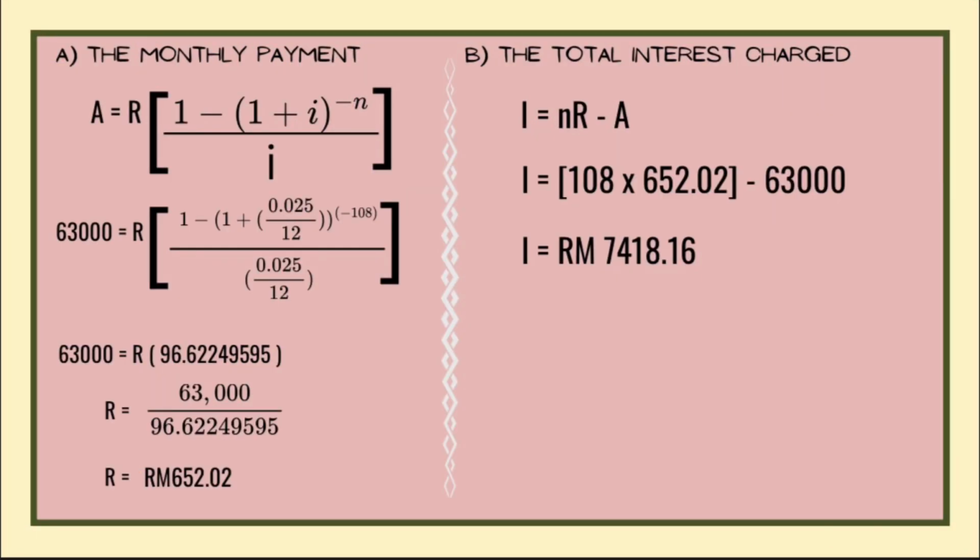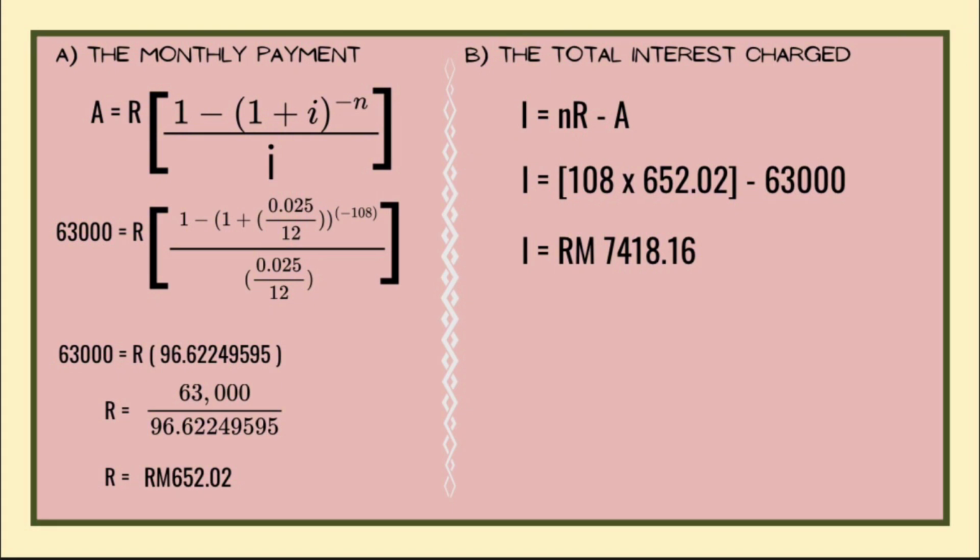A. The question asks us to find the monthly payment, which is we need to find R. In this question, we can use the formula of A, which is loan, instead of using the S formula, because we already knew the loan. So the formula is A is equal to R[(1 minus (1 plus I)^-N) over I]. So we just need to put all the information that we already wrote into the formula. And we need to calculate it carefully so that we will not get the answer wrong. And lastly, we will get R is equal to 652 ringgit and 2 cents.